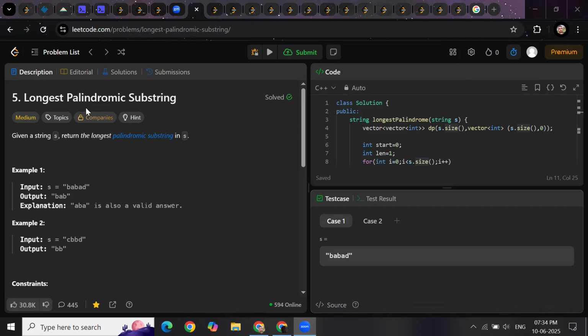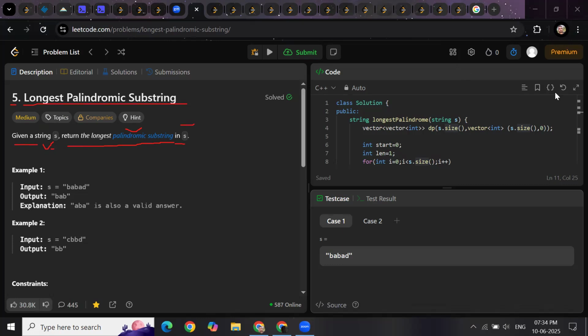Today we will discuss LeetCode question number 5, which is longest palindromic substring. So let's read the question. Given a string S, return the longest palindromic substring in S. So we will be given a string S and we have to return the longest palindromic substring from that S.